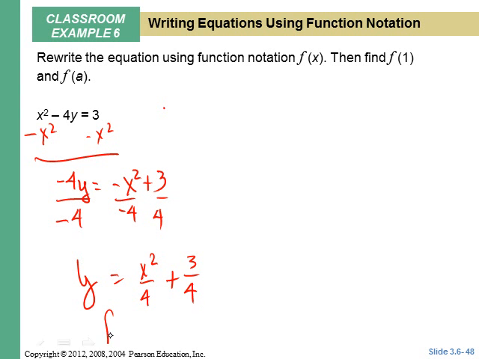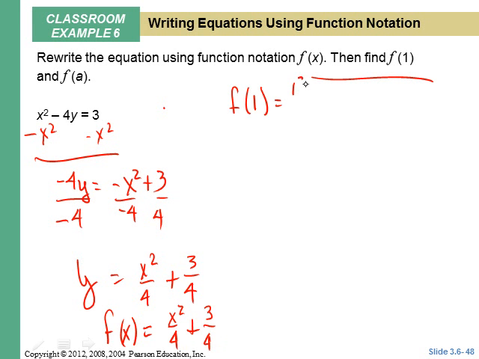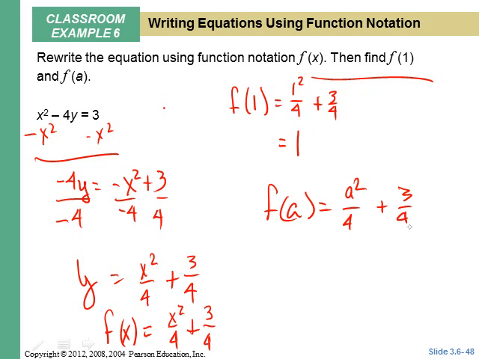And now we're supposed to write it in function notation, so we would say f of x equals x squared over 4 plus 3/4. Find f of 1. F of 1 equals 1 squared over 4 plus 3/4. 1 squared is 1 over 4 is 1/4 plus 3/4 is 1. And then f of a is a squared over 4 plus 3/4. So that's how you do those.